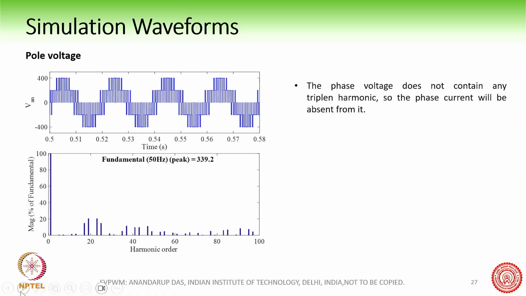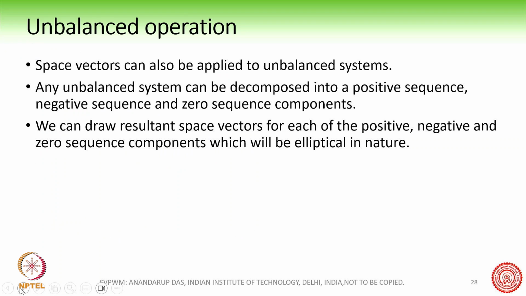And this is not the pole voltage, this is the phase voltage here. This is the phase voltage, okay. Phase voltage does not control, so the phase currents will not also have these harmonics, okay. Now space vectors can also be applied to an unbalanced system, as I told you.